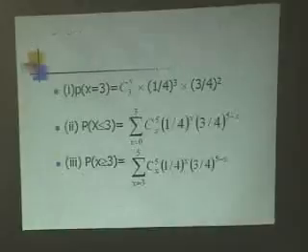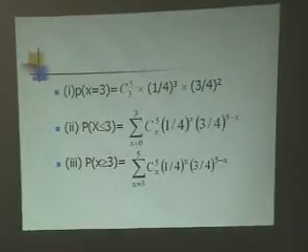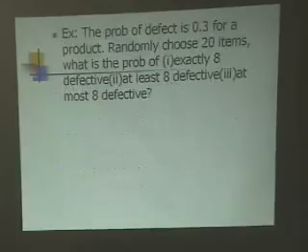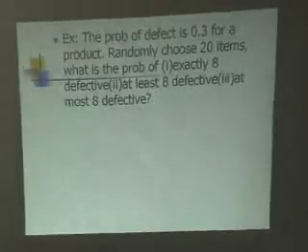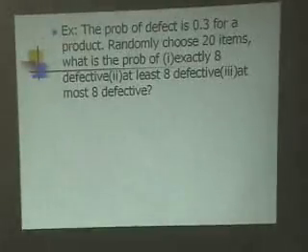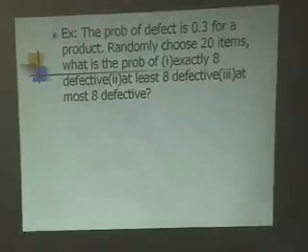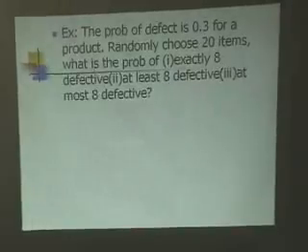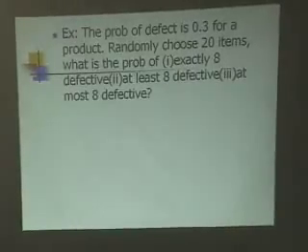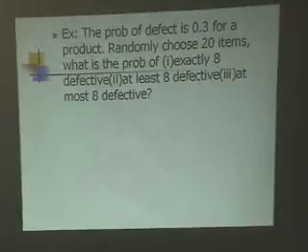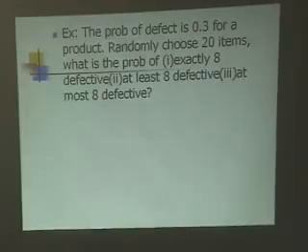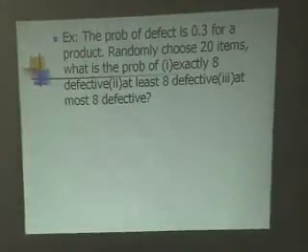You should follow this kind of example. Tell me what's going on there. But here we have the probability for defective is 0.3. And how many do you choose? You choose 20 out of it. And now you want to make sure, what's the probability that 8 of them are defective?